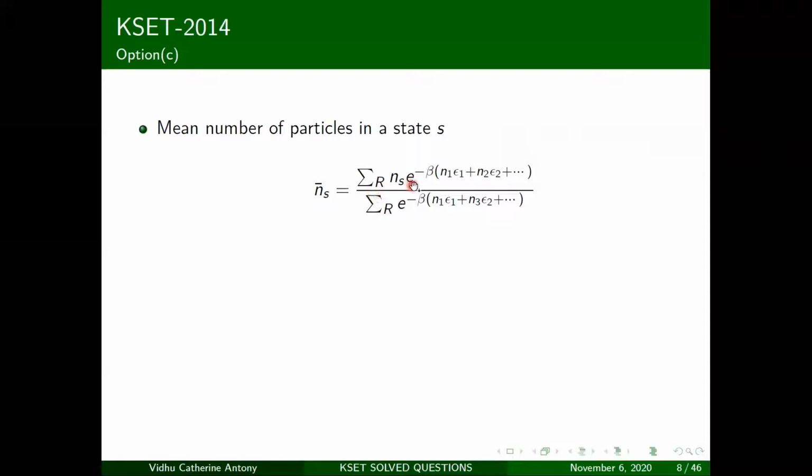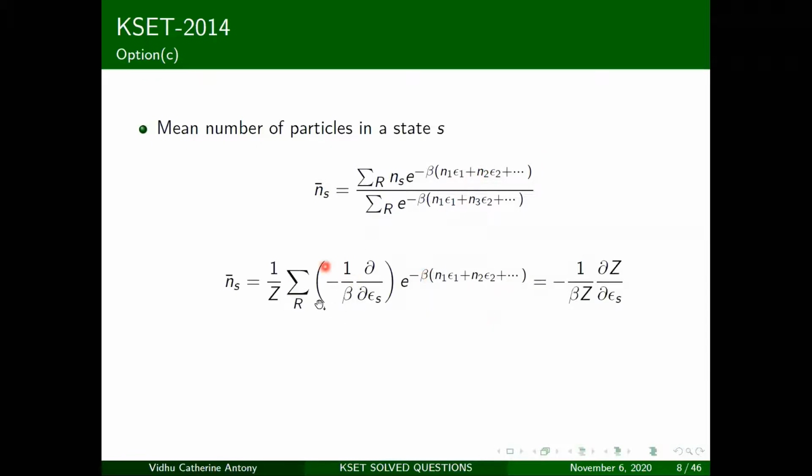So you have the summation of the number n_s times e to the power of minus beta (n1 epsilon 1 and so on). So what do you have here? You take any quantity, say x, and multiply it with that probability. That's what you're doing here. I think you should be familiar with this by now. So you have minus 1 by beta, dou by dou epsilon s. You're taking a particular epsilon s, the state s, which has the energy epsilon s, and you're taking the derivative with respect to that.